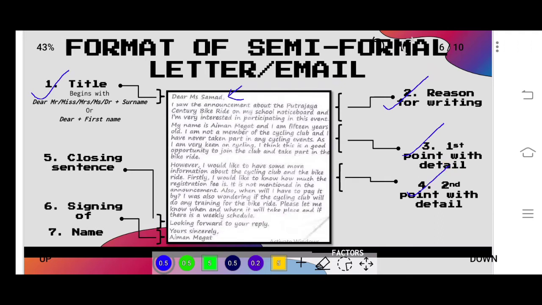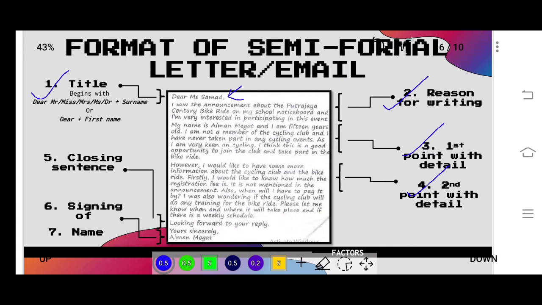The next one, number 4. So number 4 is the second point with detail. The second point stated here is, however, I would like to have some more information about the cycling club and the bike ride. Firstly, I would like to know how much the registration fee is. It's not mentioned in the announcement. Also, when will I have to pay it by? I was also wondering if the cycling club will do any training for the bike ride. Please let me know when and where it will take place and if there is any weekly schedule.